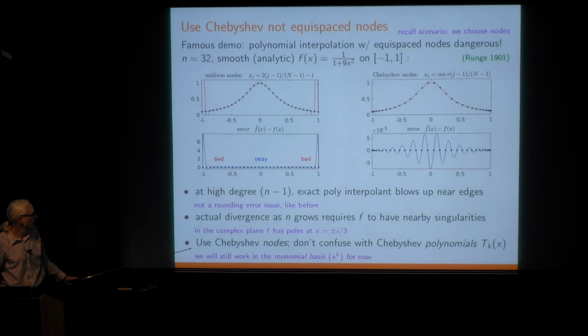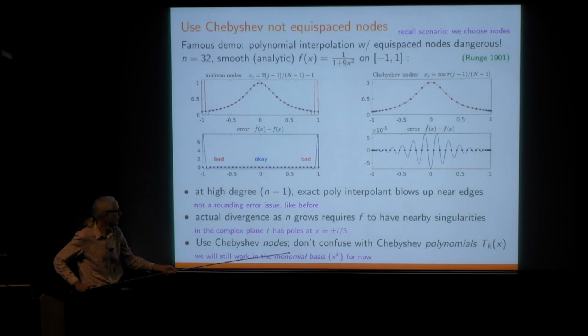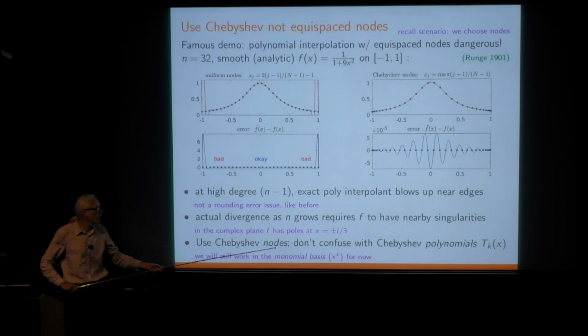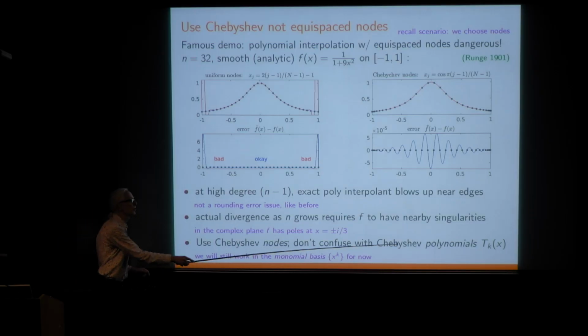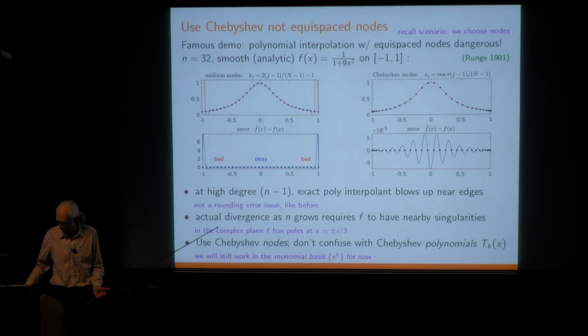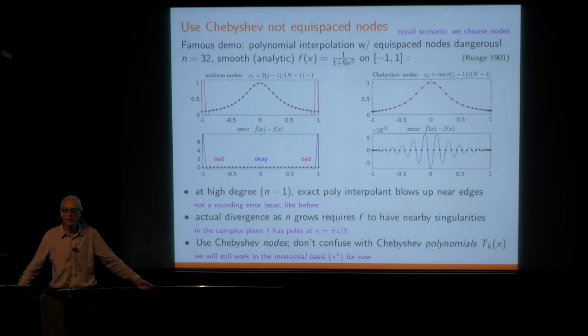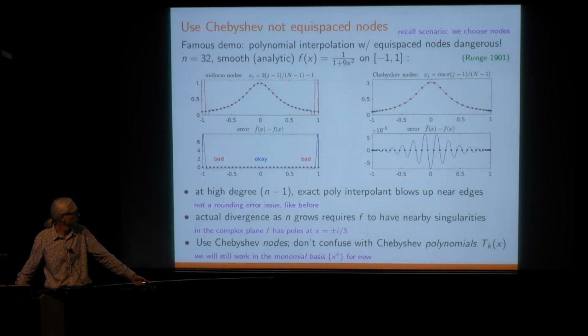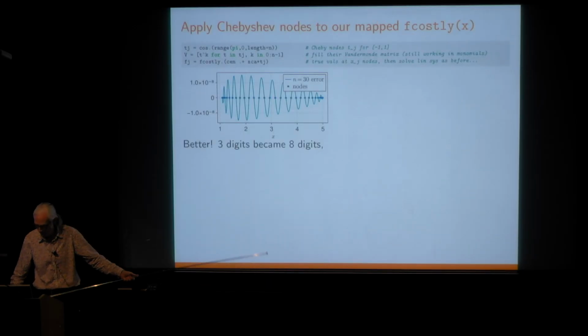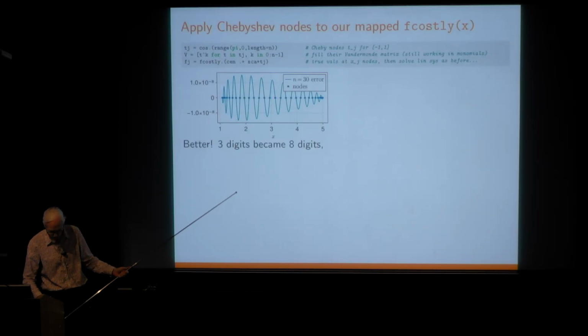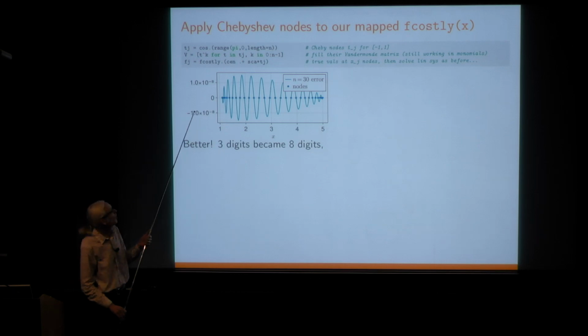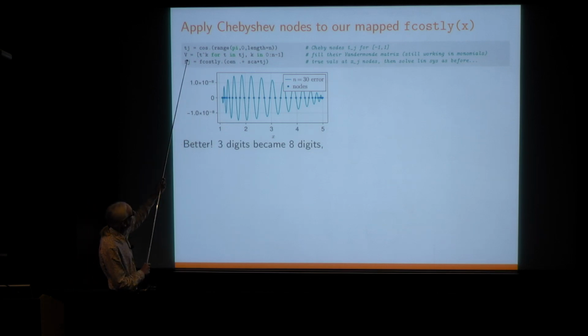One thing I'll say is that these nodes are called Chebyshev nodes. Don't confuse them with Chebyshev polynomials. Chebyshev invented a lot of things. We're actually still going to work in the monomial basis, meaning x to the k. Okay. Any questions? So how are we doing? So let's take this new node set. I'm going to evaluate them on [-1, 1].